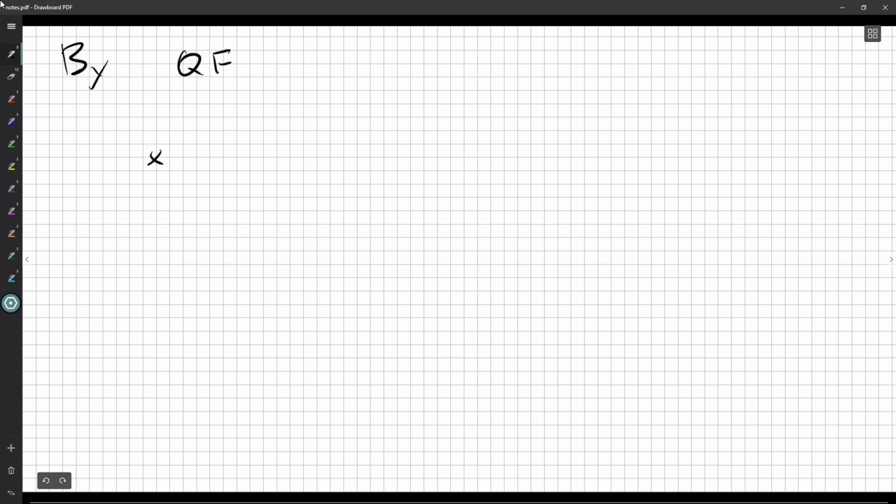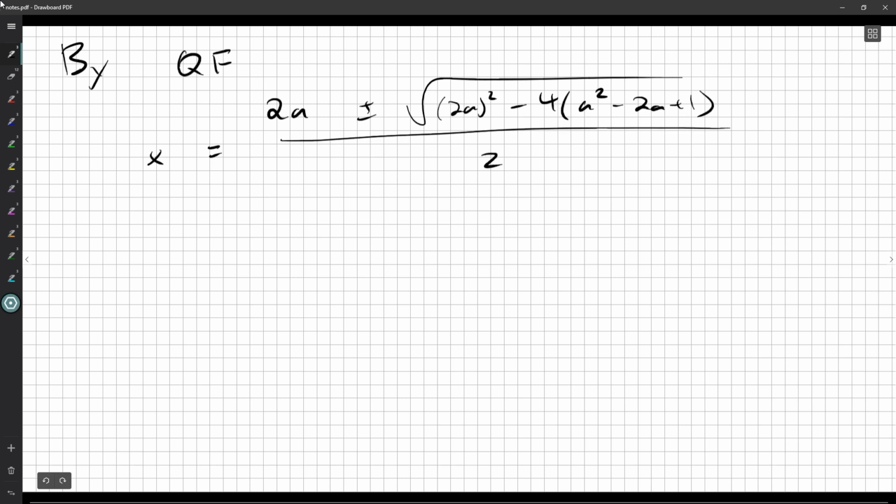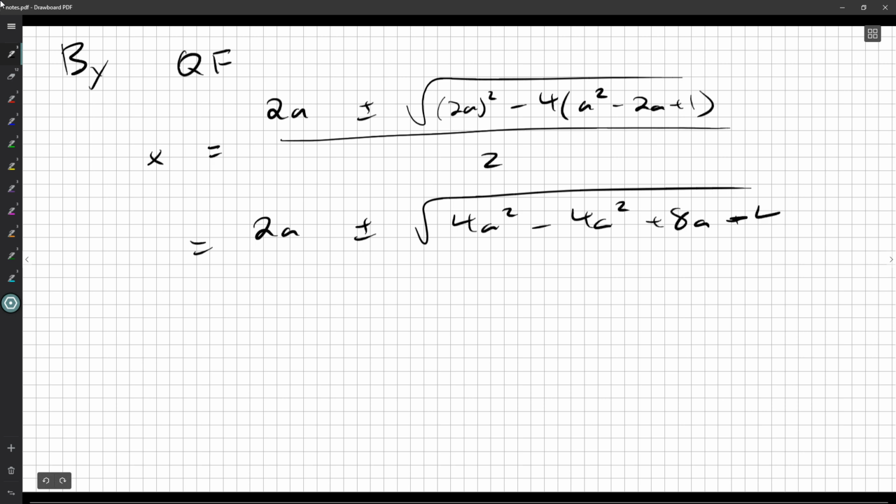So by the quadratic formula, x is negative b, so that's 2A, plus or minus the square root of 2A squared minus 4, a is 1 in this case, c, all over 2a. I should be able to divide by that 2 pretty quickly. 4A squared minus 4A squared plus 8A minus 4.